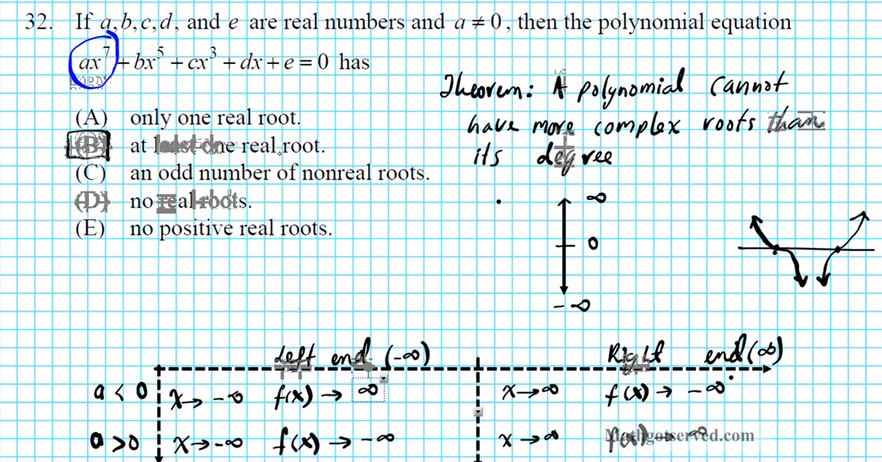You're guaranteed to have at least one real root because the degree is 7, which is odd. So we just keep that in mind.